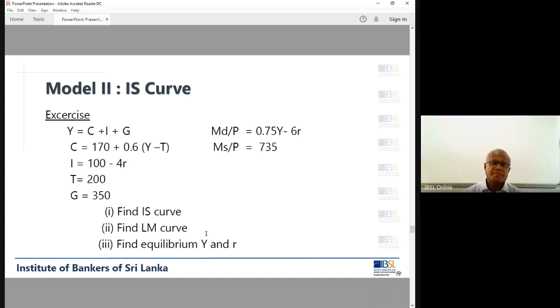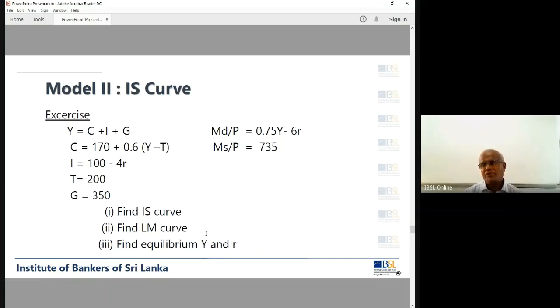Now we go to another exercise. C plus I plus G. Goods market: C equals 170 plus 0.6 (Y minus T), with government, a closed economy with government. I equals 100 minus 4R. T equals 200. G equals 350. Demand for money is 0.75Y minus 6R, and there is a money supply. Find the IS curve, find the LM curve, find the equilibrium income and interest rate.